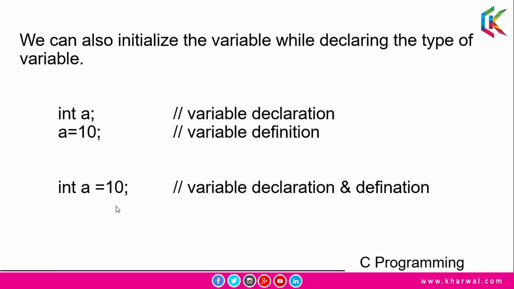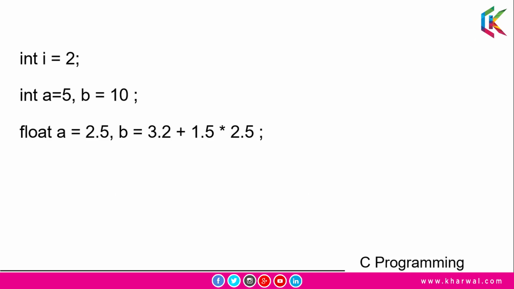It will work. So moving further guys, in the first statement we have assigned 2 to i, so the value of i will be 2, and it is the variable declaration and definition both. And in the next statement we have assigned 5 to a and 10 to b in a single statement. And we can also use a statement like this: float a = 2.5, b = 3.2 + 1.5 * 2.5. So I hope it is clear to you.